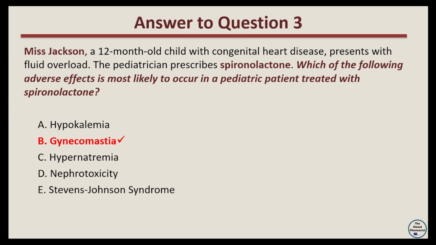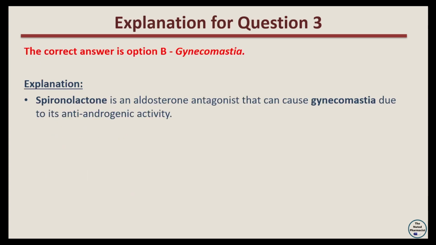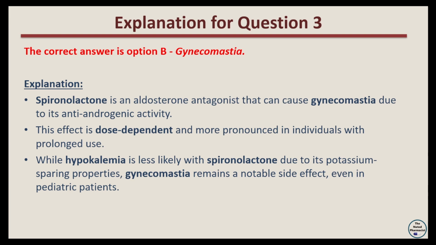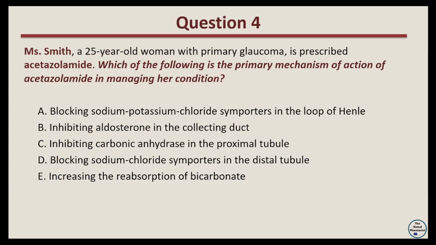The correct answer is option B, gynecomastia. The explanation is that spironolactone is an aldosterone antagonist that can cause gynecomastia due to its antiandrogenic activity. This effect is dose-dependent and more pronounced in individuals with prolonged use. While hypokalemia is less likely with spironolactone due to its potassium-sparing properties, gynecomastia remains a notable side effect, even in pediatric patients.